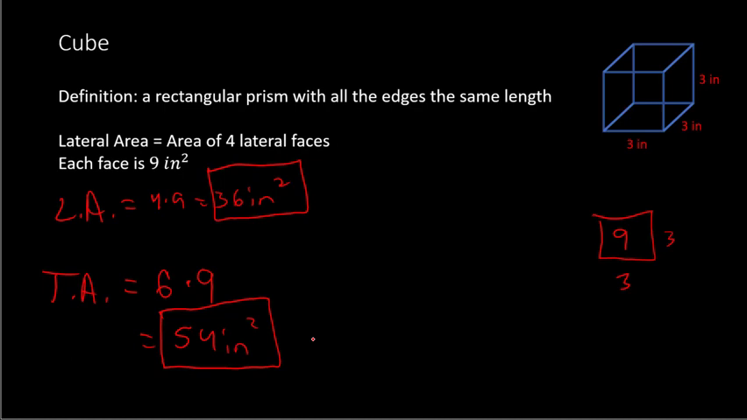So in this lesson, we have learned different terms and different parts of both rectangular and triangular prisms. We also learned how to find the lateral area and the total surface area of each of those shapes. And that concludes our lesson for today. We will see you next time.